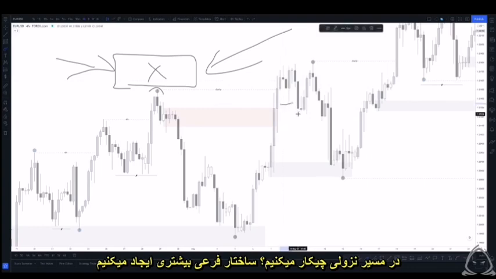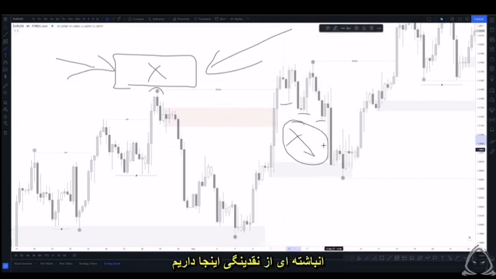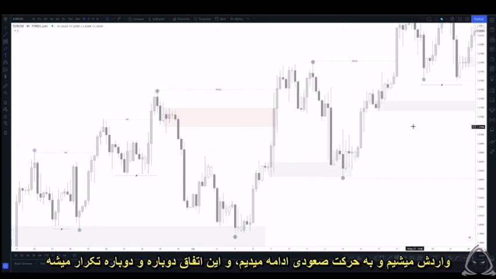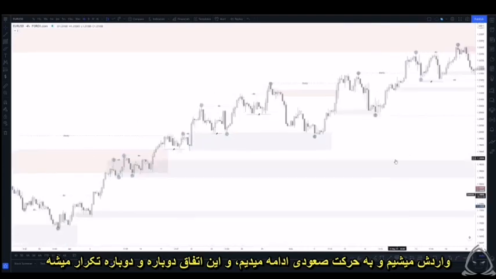What do we do down the way? We create more swing structure, we have a pocket of liquidity here, we tap into it, and then we run to the upside. And this just keeps happening over and over again.